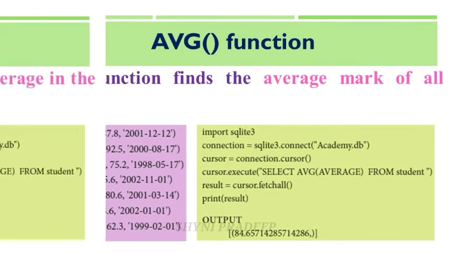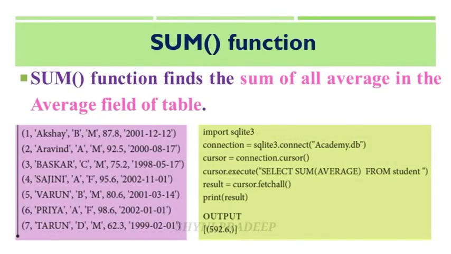Next one is the sum function. The sum function finds the sum of all averages in the average field of the student table. See here, select sum average from the student. It finds the sum of all averages in the average field of the student table. So the sum of all average marks will be displayed like this.